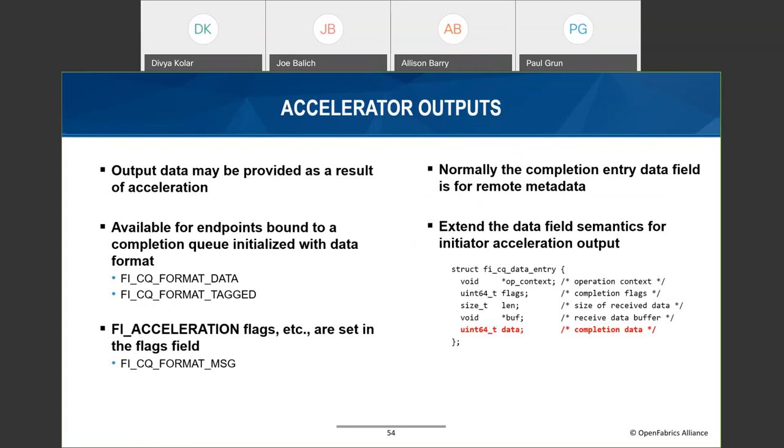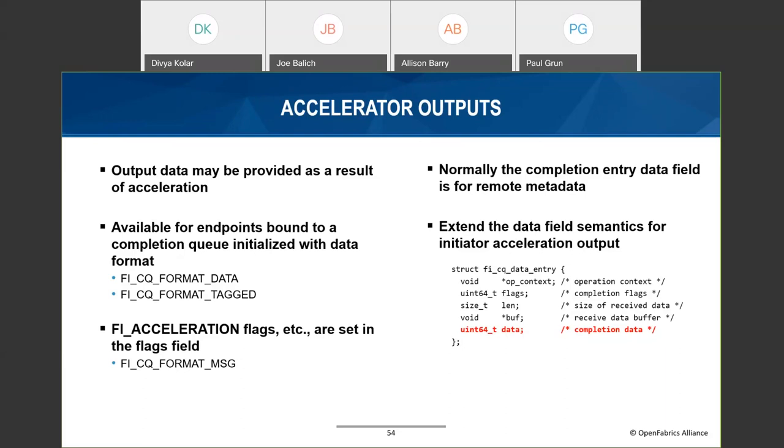For the accelerator outputs, the field we are using is the data field as part of the completion queue data entry structure. Currently, this is used at the receive side in OFI. What we have done is we are also using it at the send side. There are two ways it can be used on the send. When you invoke an acceleration operation, the result of the operation can be readily made available to the sender, so the completion data on the sender side can be immediately posted. And then you may also want to get a completion once the full end-to-end reliability is completed and the complete operation has been successfully flagged. So there's a possibility of getting two completion operations on the transmit side.